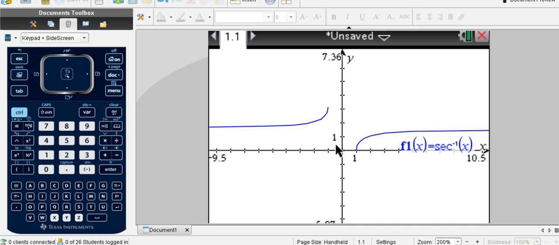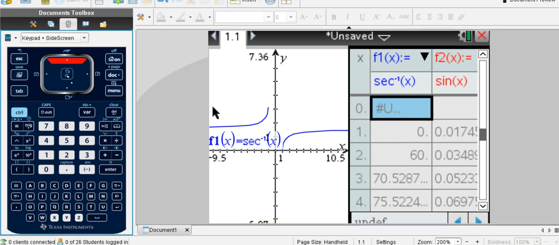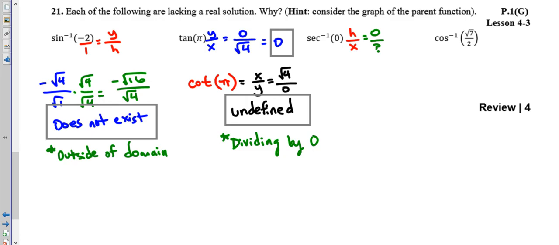As I look at this graph, again I see that this is outside the domain. The domain does not exist at 0. When I press Control T, you can see that at 0, my graph is undefined as well. I'm sorry my calculator's having these troubles, but it's also undefined. And this domain extends from negative infinity to negative 1 and then picks back up from 1 to positive infinity. So that's why that one does not exist. So this would be the same reasoning as the first one, does not exist outside a domain.